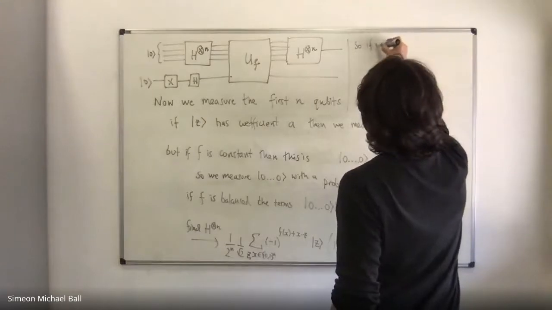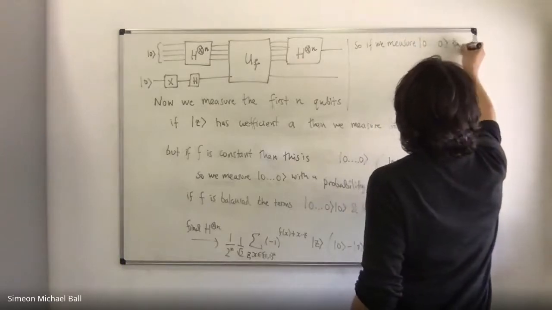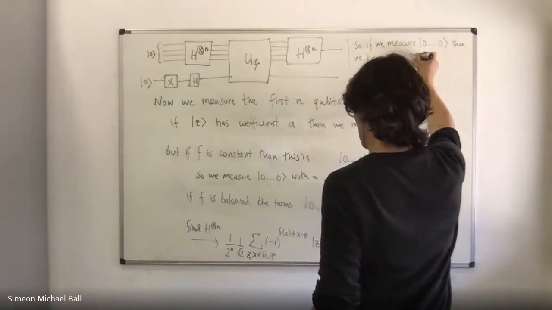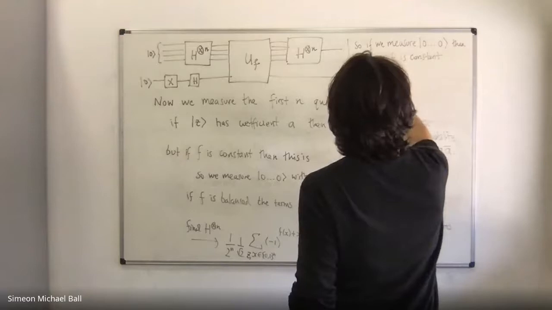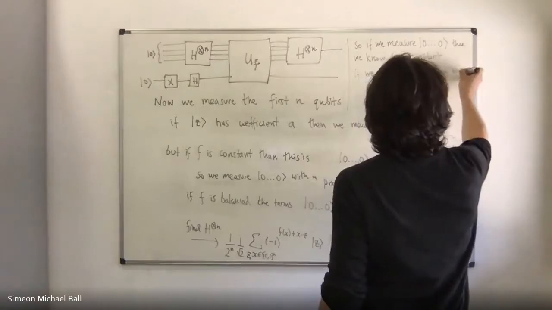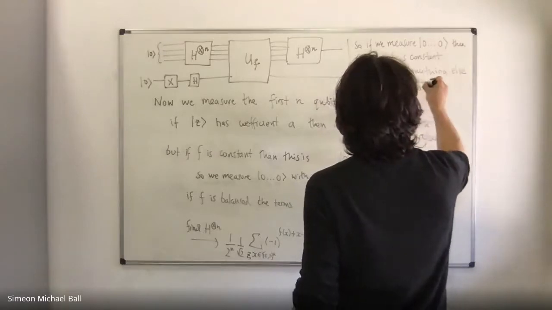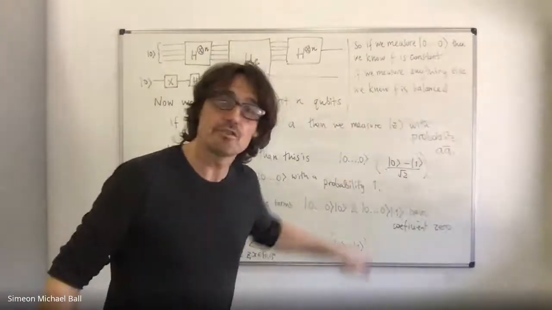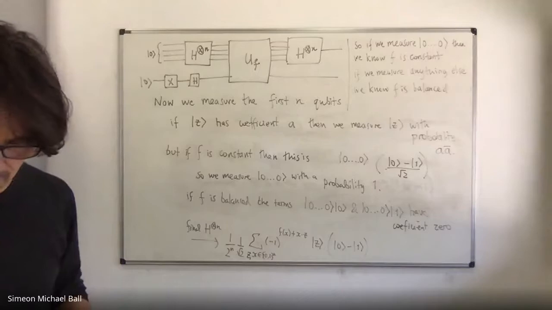So if we measure anything else, we know it is balanced, because it's impossible for it to be all zeros, as these coefficients are 0, so it never collapses to one of those. Brilliant. Isn't that amazing?